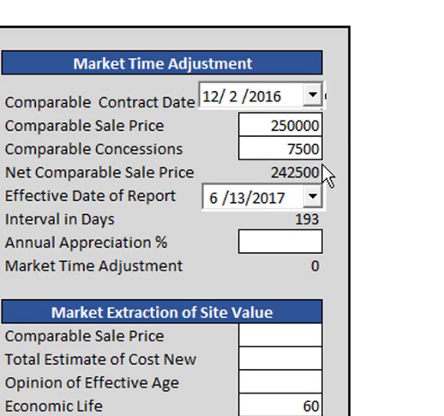So here we're set up to do the calculation. We've got $242.5 thousand as the net comparable sale price. There's an interval of 193 days between the June date and the December date. Annual appreciation is something that you will know how to do in your own MLS. Let's assume here that we had 3.2 annual appreciation. We click enter and it shows a market time adjustment of $4,103. Now this number, if you have a declining market, this will also handle a negative number.